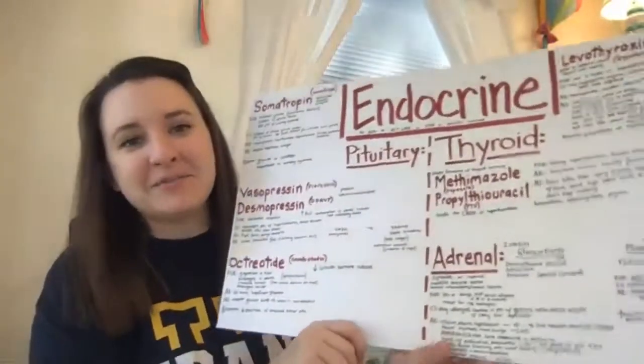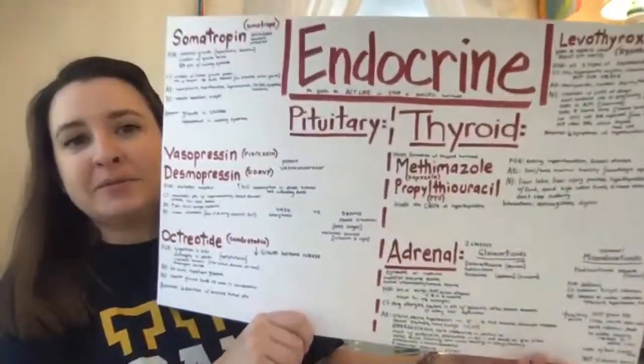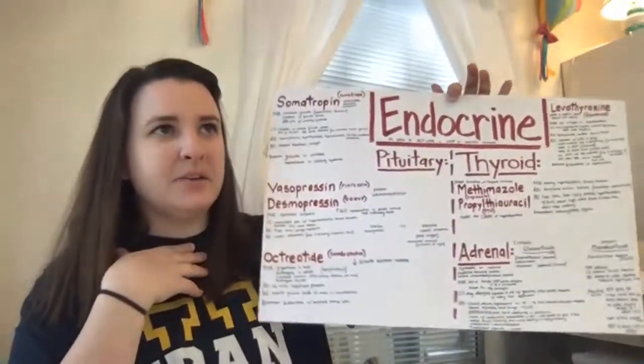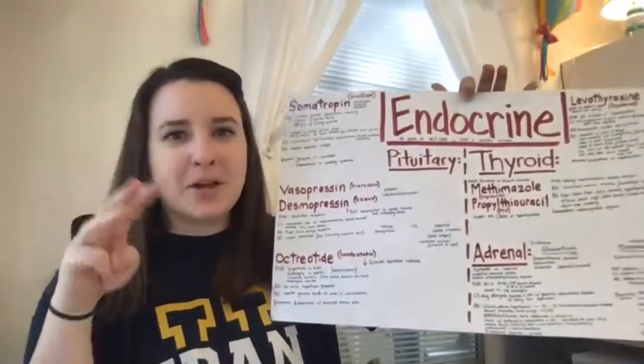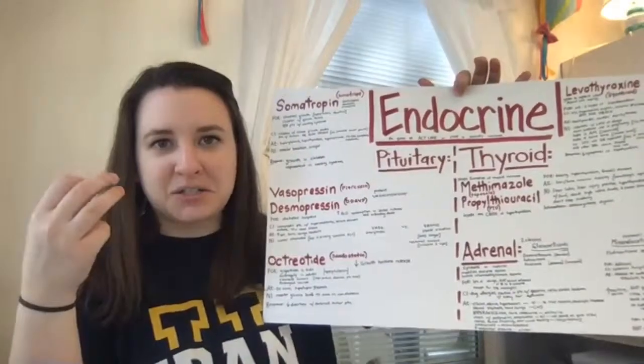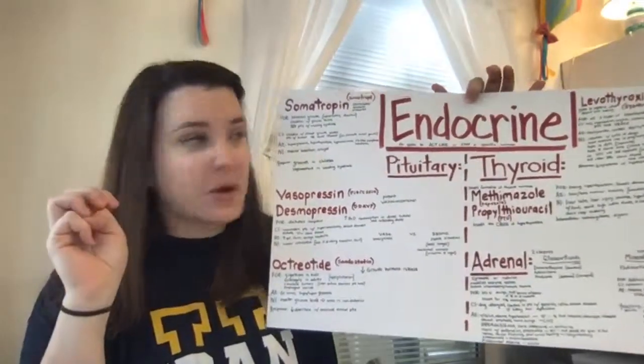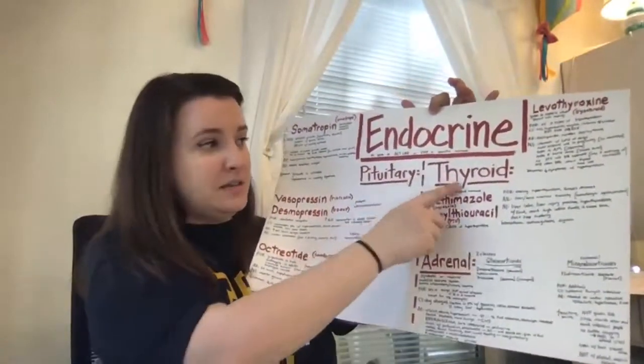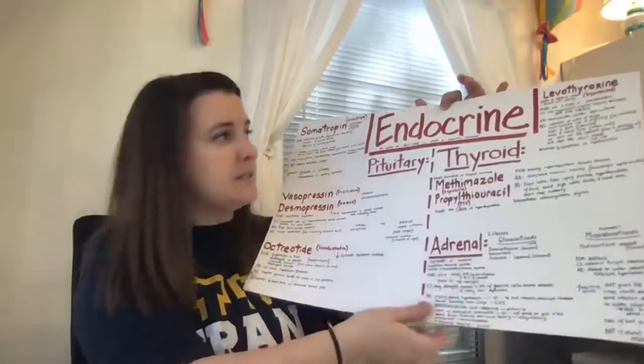Okay, so now the different drugs that we're going to talk about are going to be relating to the endocrine system. I know that the endocrine system is quite complex, but we're going to talk about 3 different glands or areas that drugs are going to be working in. We have these areas divided into the pituitary gland, the thyroid, and the adrenal glands.